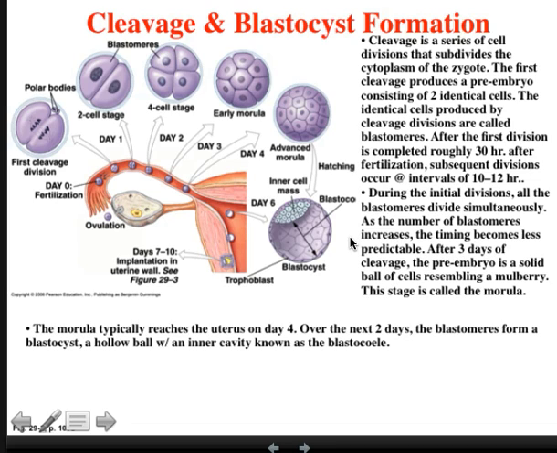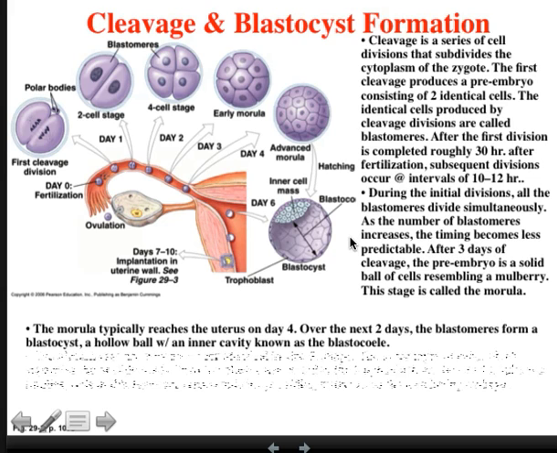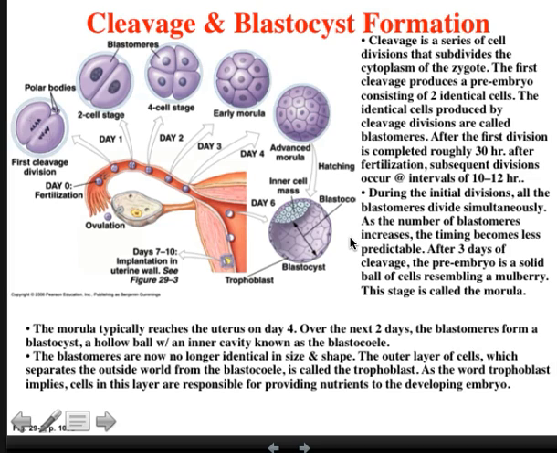The morula typically reaches the uterus on day 4, and over the next 2 days the blastomeres form a hollow ball with the inner cavity known as the blastocele. The blastomeres are now no longer identical in size and shape. The outer layer of cells, which separates the outside world from the blastocele, is the trophoblast. As the word trophoblast implies, cells in this layer are responsible for providing nutrients to the developing embryo.